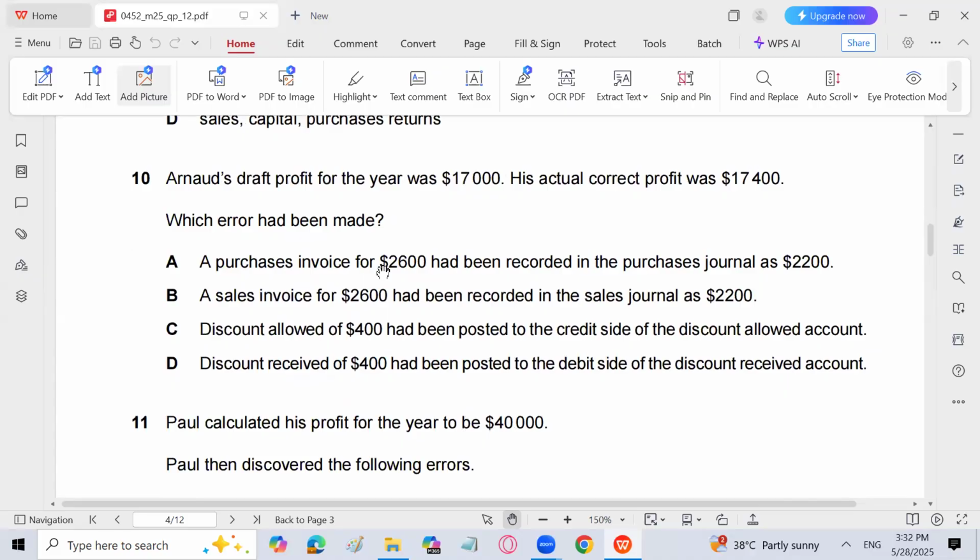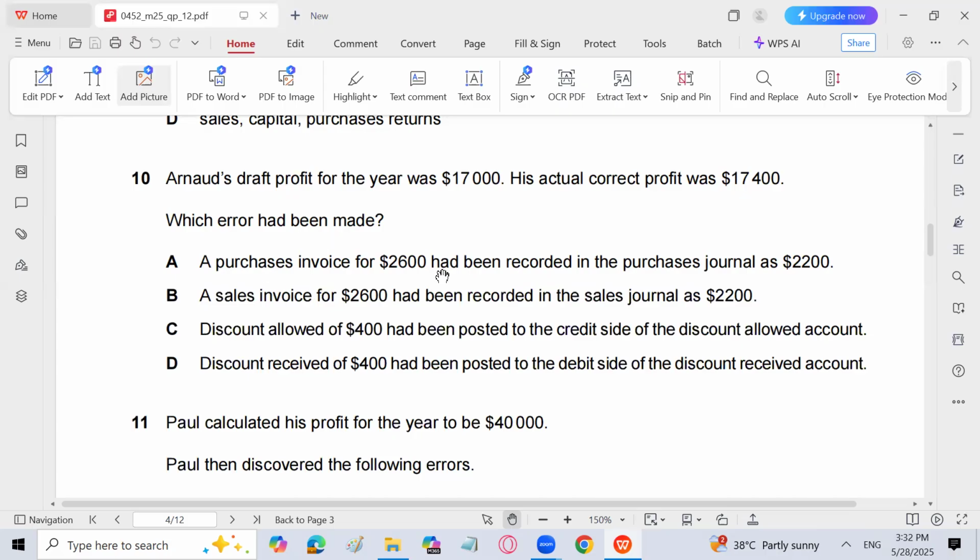Annual draft profit for the year was 17,000. His actual correct profit was 17,400. Which error had been made? So the draft incorrect profit is 17,000 and the corrected profit is 17,400. Which error has been corrected so that the correct profit has become 17,400?